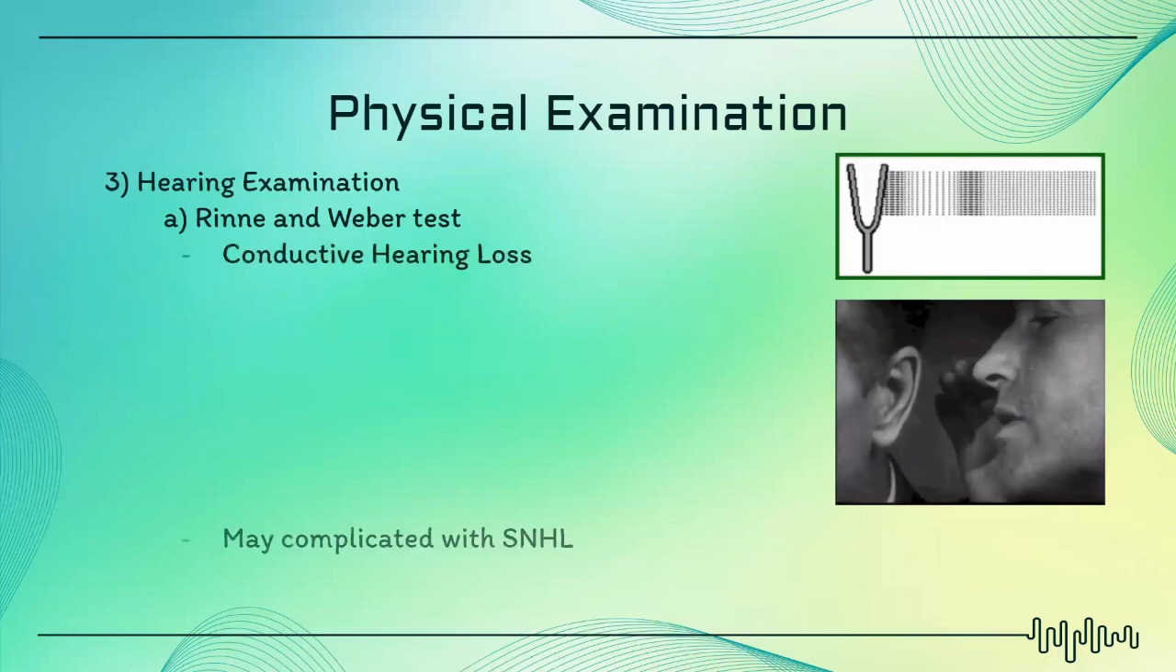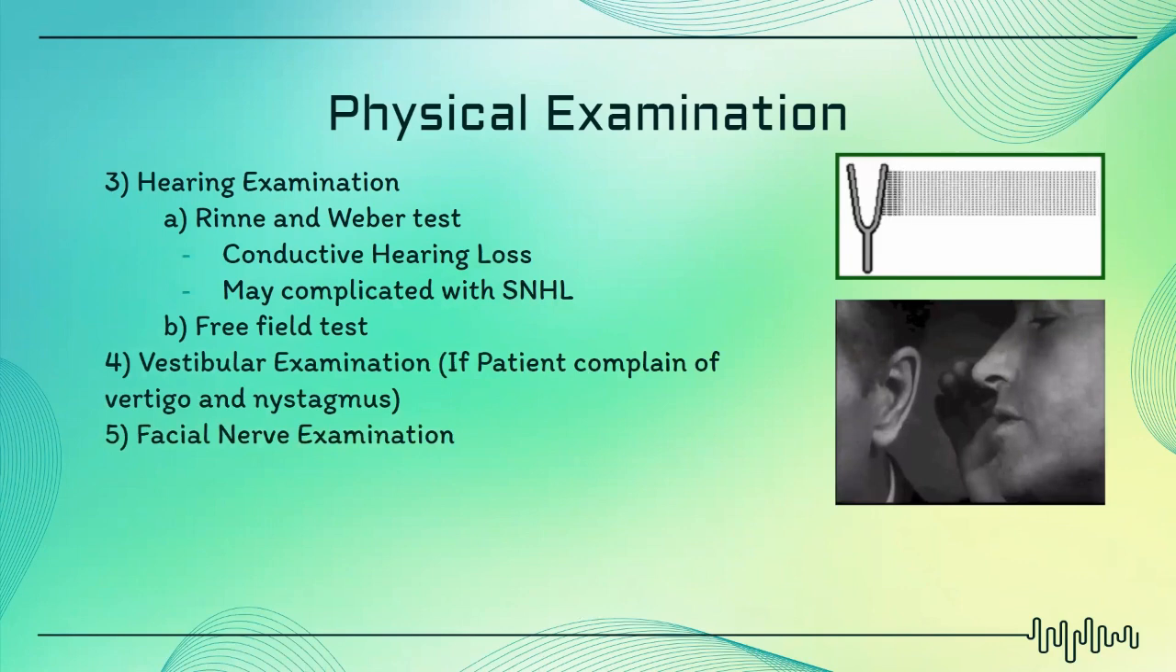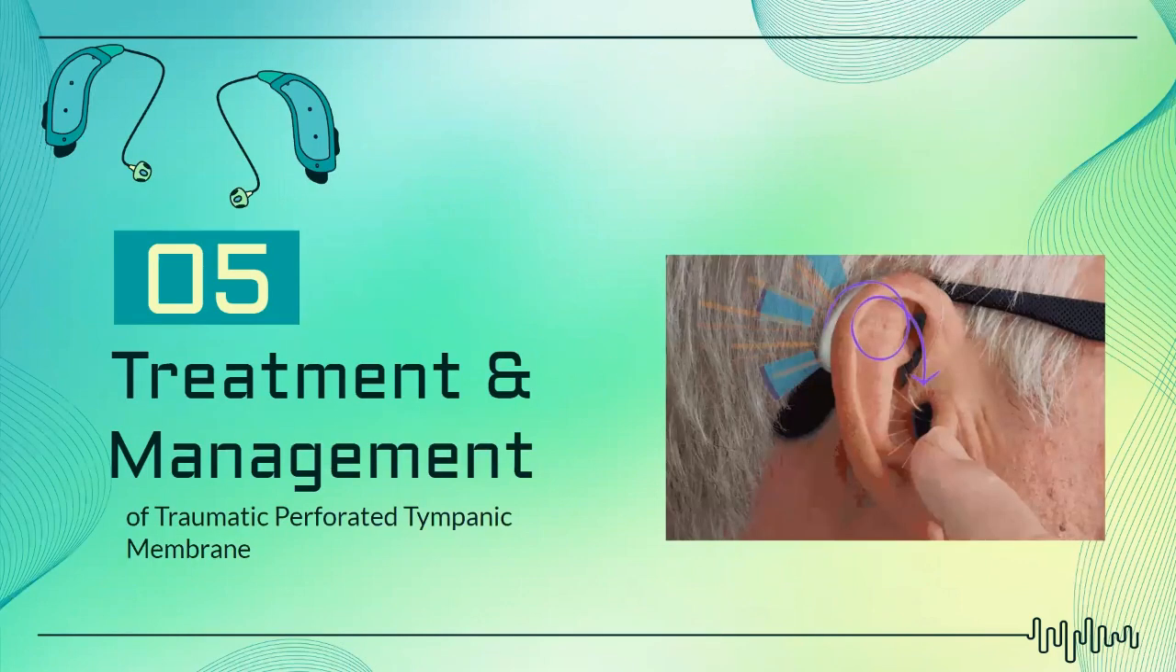Next, we do the hearing examination. First are the Rinne and Weber tests. For tympanic membrane perforation, it is a conductive hearing loss, but it may be complicated with sensorineural hearing loss. Next is the free field test. If the patient complains of vertigo and nystagmus, we should do a vestibular examination. Next is the facial nerve examination.